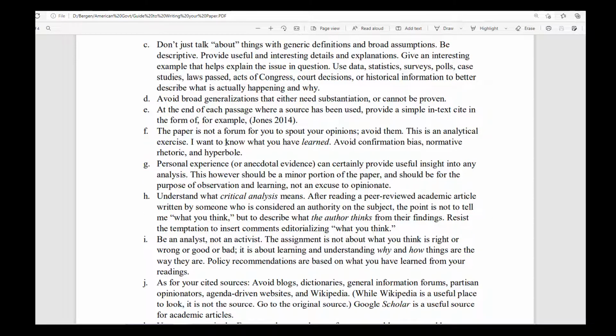Now, as far as citing goes, at the end of each passage where you have talked about a particular source that you're describing, the only thing that I need within the text is at the end of that passage, typically at the end of that paragraph, which is the most common, convenient place. You just want to put a very short little parenthetical note there, in this case, Jones 2014.